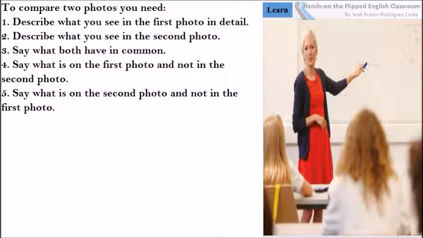To compare two photos you need: 1. Describe what you see in the first photo in detail. 2. Describe what you see in the second photo. 3. Say what both have in common. 4. Say what is on the first photo and not in the second photo. 5. Say what is on the second photo and not in the first photo.